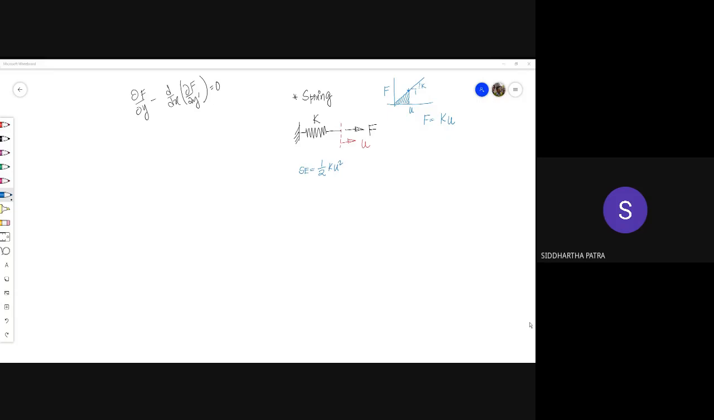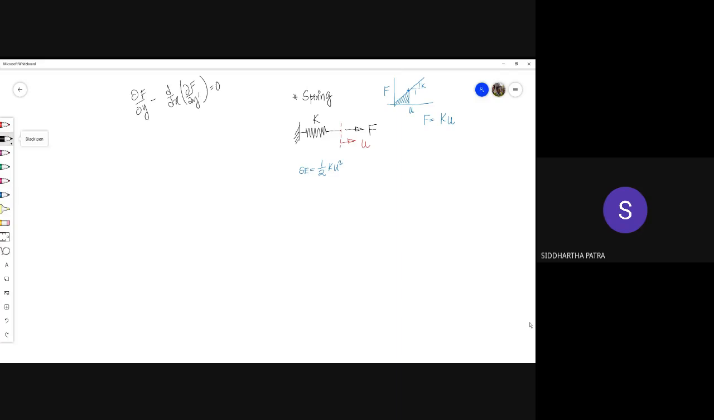And since the spring is an elastic element, we expect to receive the same amount of energy while we will be unloading the spring. That means while the spring is stretched, it can do the same amount of work on another body. So we are expecting to get back this much energy, hence it is called strain energy.